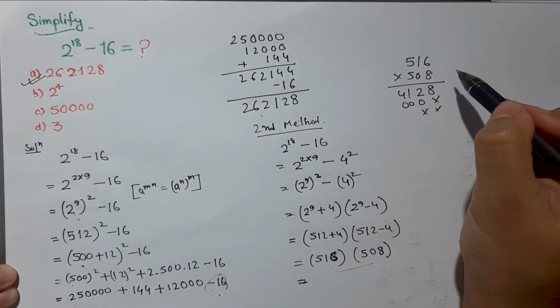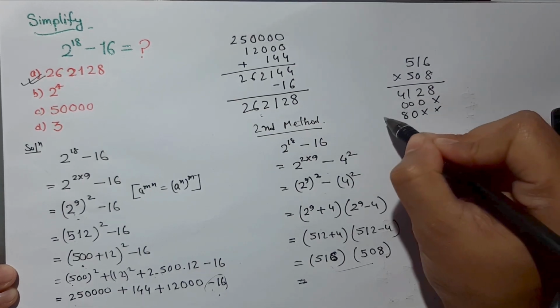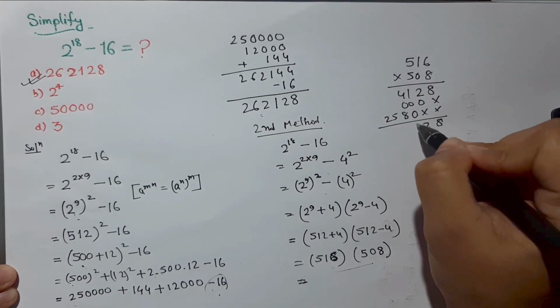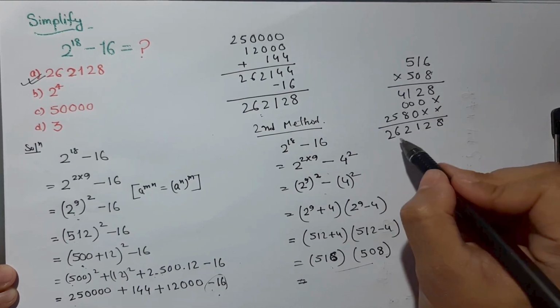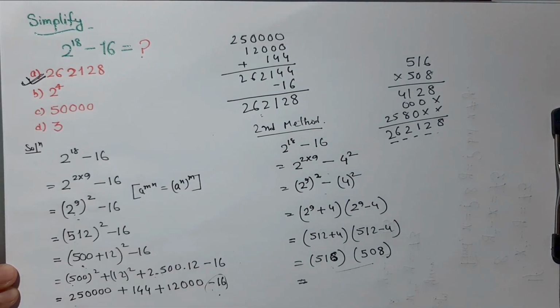Next it will be the remaining partial products, and adding them up we get 262128. Same answer, 262128. So option A is the correct answer.